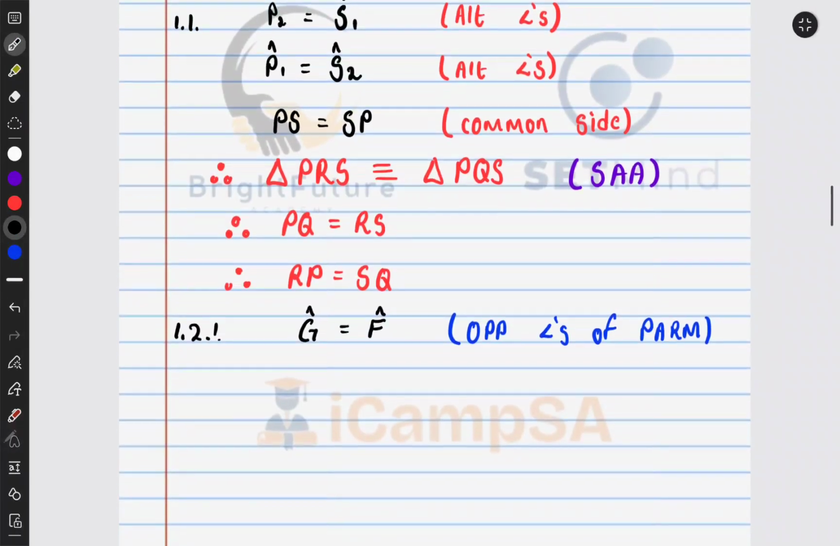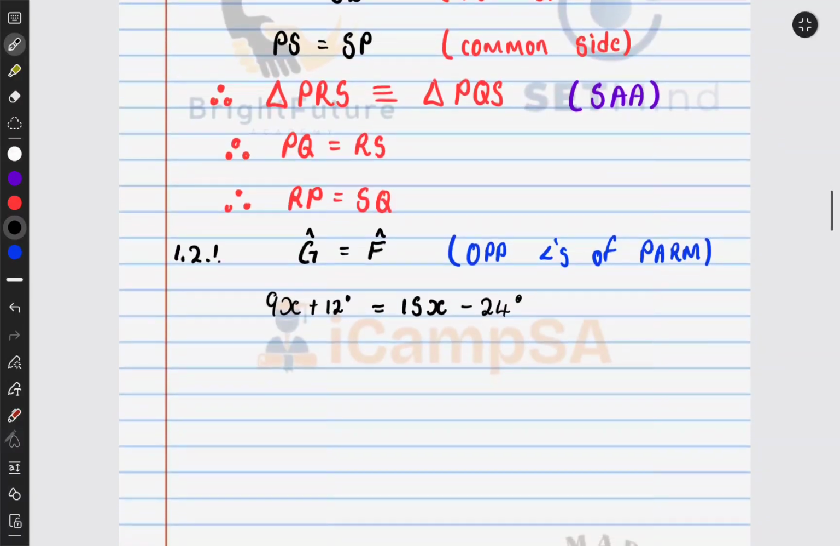Okay, so from there we just substitute the values. We know that G, which is 9x plus 12 degrees, is equal to F, which is 15x minus 24 degrees. Then from here we simply solve for x.